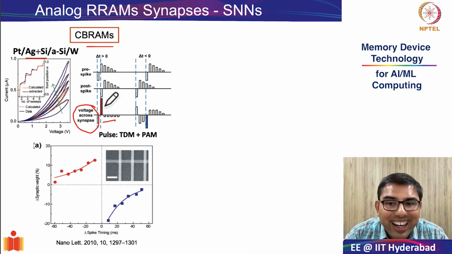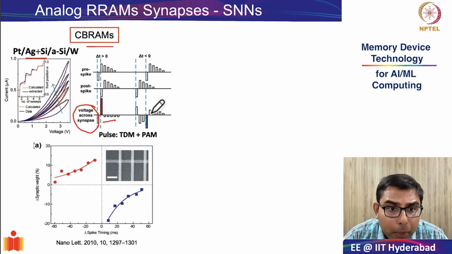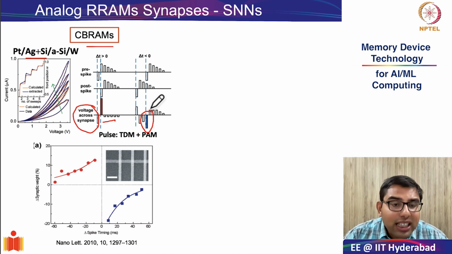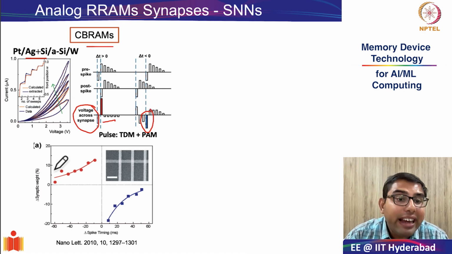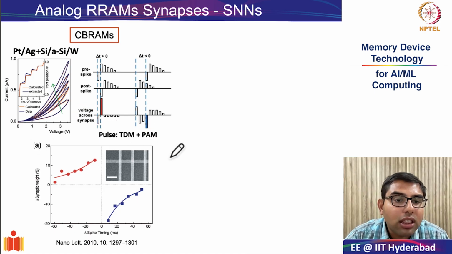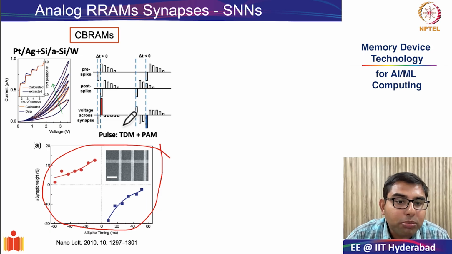When the order is reversed, the combined pulse polarity leads to a negative voltage across the synapse, and this encourages the dissolution of the filament, therefore leading to long-term depression, and that is evident in the STDP behavior of this device when subjected to this kind of pulsing scheme.